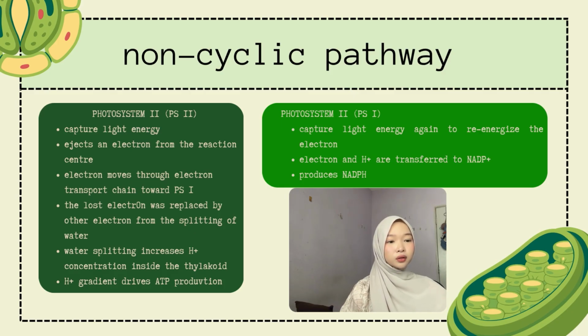This creates a proton gradient. This gradient is important because it drives ATP synthesis through ATP synthase. When the electrons reach photosystem 1, they are excited again by light energy. Finally, these electrons combine with hydrogen ions and NADP plus to form NADPH.